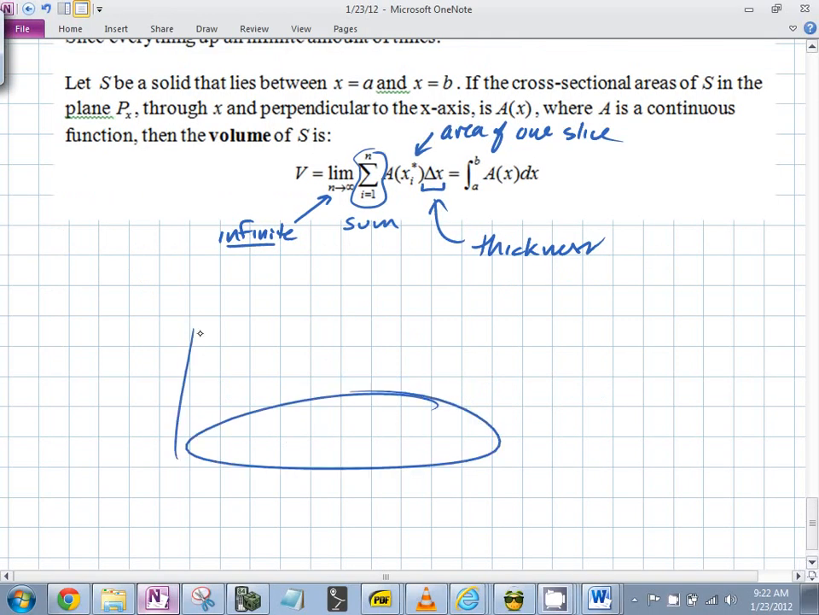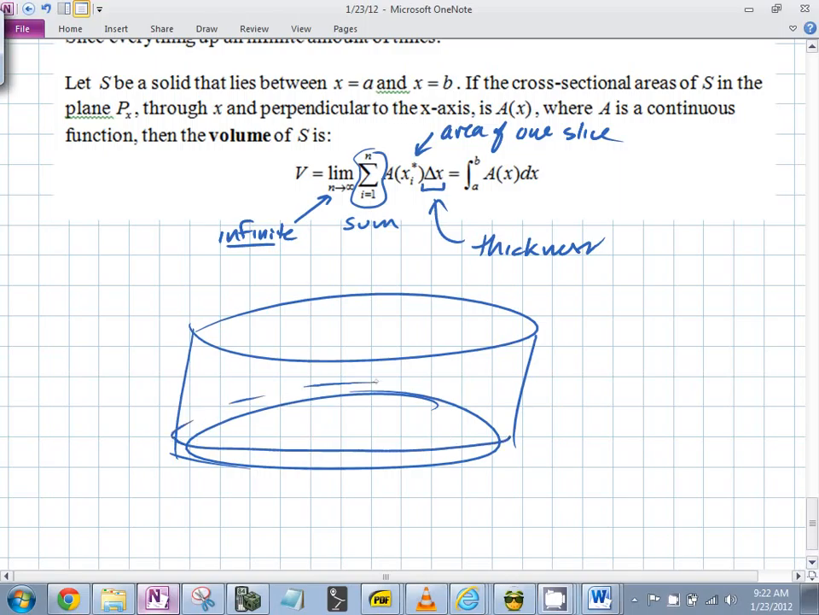Let's say I had a tube like this, like a dowel, and I sliced it right here. So I just have this bottom slice right here. Everybody see that bottom slice? This is the height right here. So the height is this little tiny piece right here.